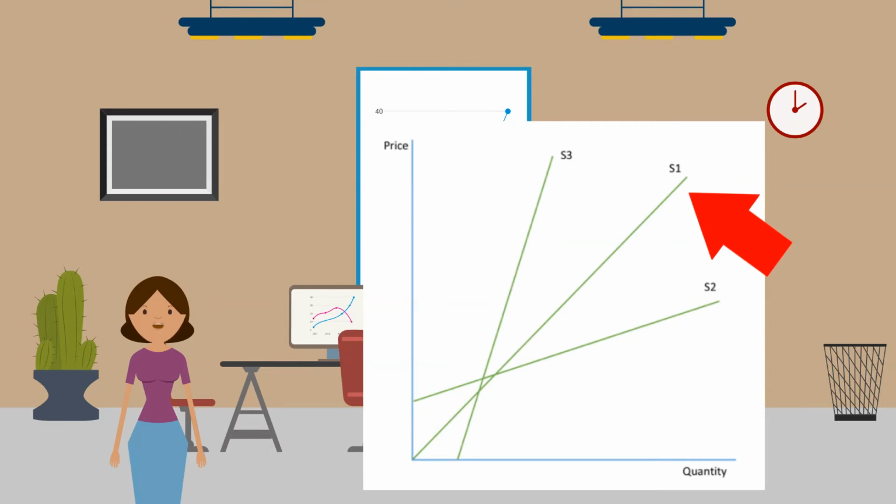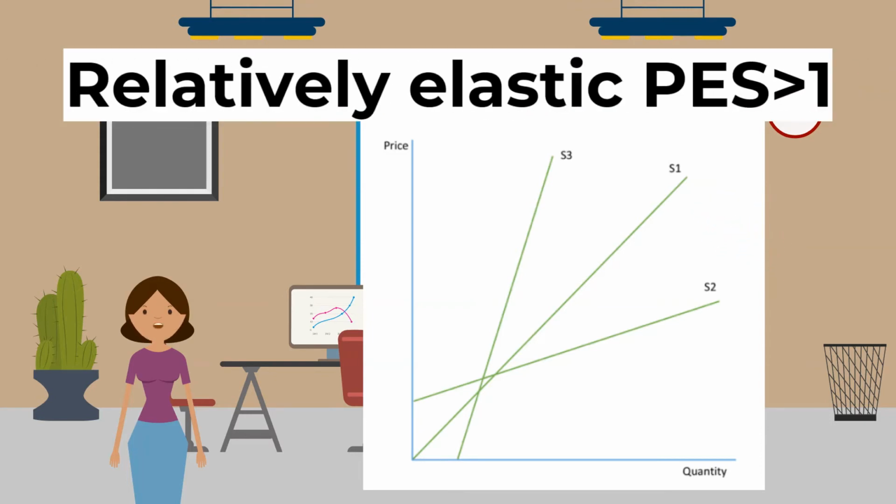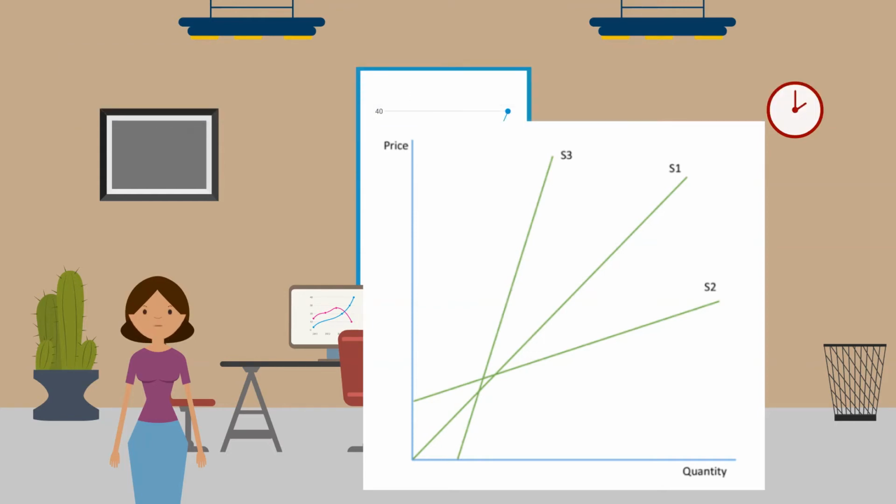This would be shown as a curve that starts in the origin, is steeper than an elastic curve but more sloping than an inelastic curve. Relatively elastic PES is where PES is greater than 1. This is where the quantity supplied changes by a larger percentage than price, so supply is relatively responsive to price. The curve will be more sloping, starting on the price axis.